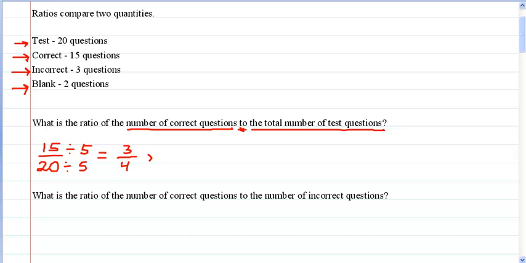So 3 over 4, or 3 to 4, or 3 to 4 using the colon as a symbol, are three different ways to express a ratio.